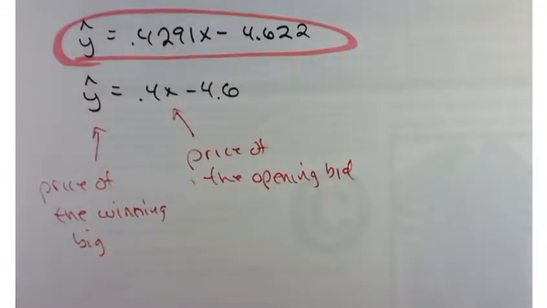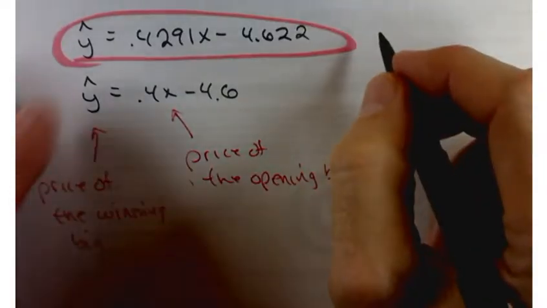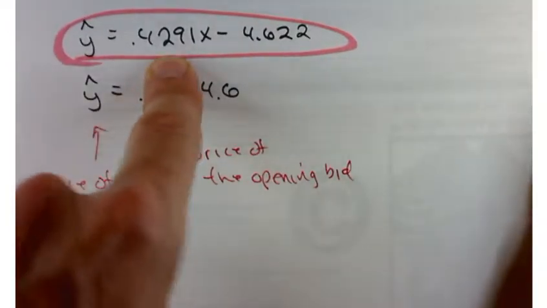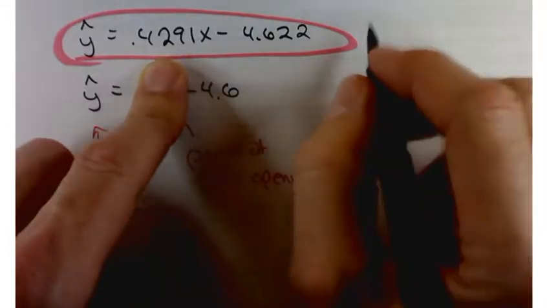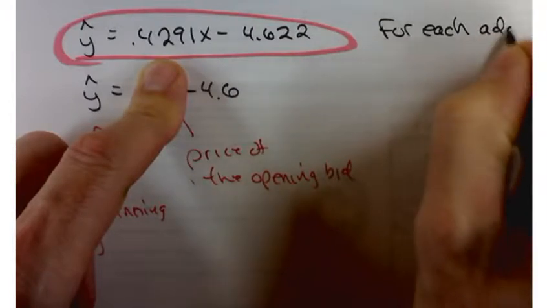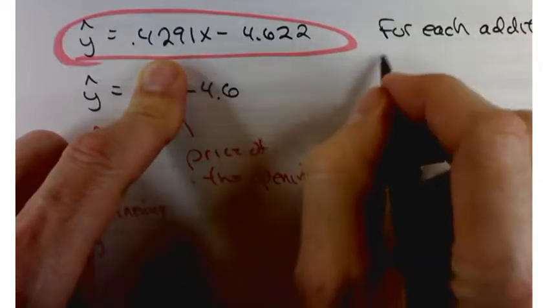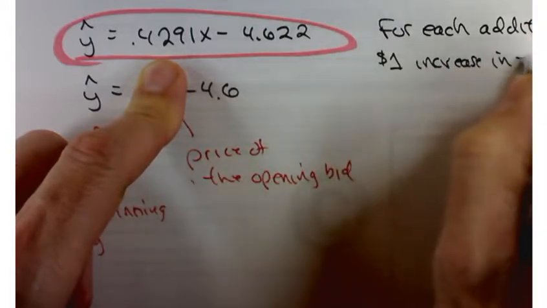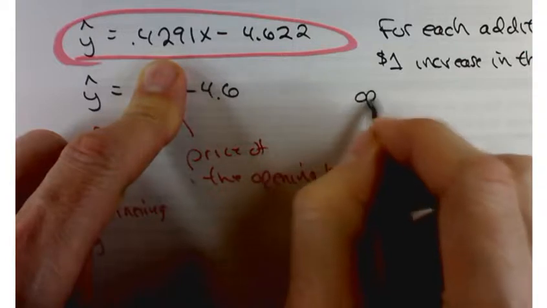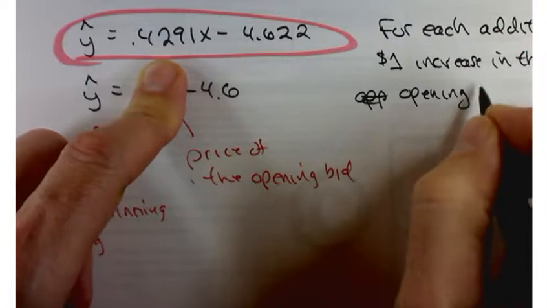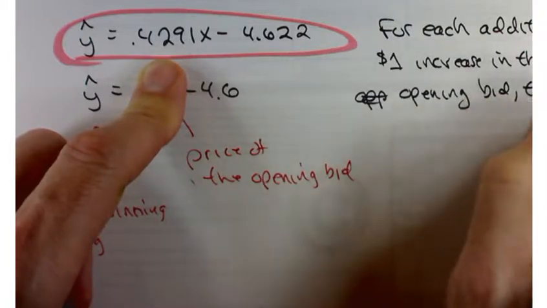So for each additional $1 increase in the opening bid, there is an increase of 43 cents in the winning bid.